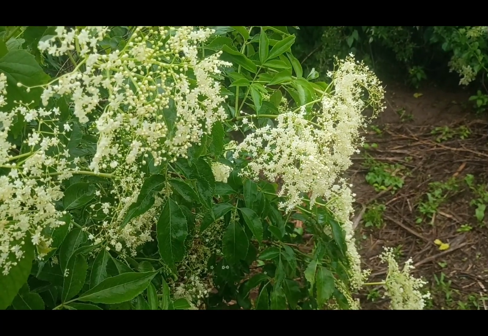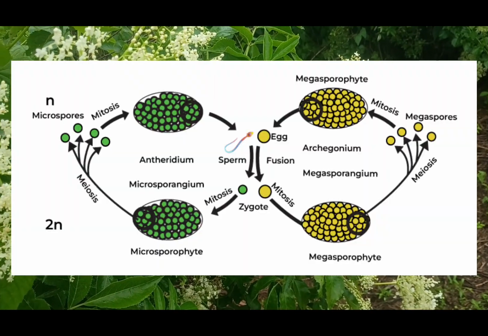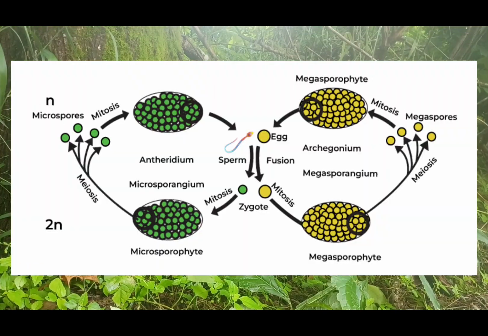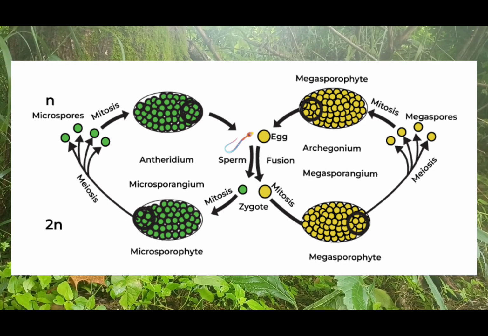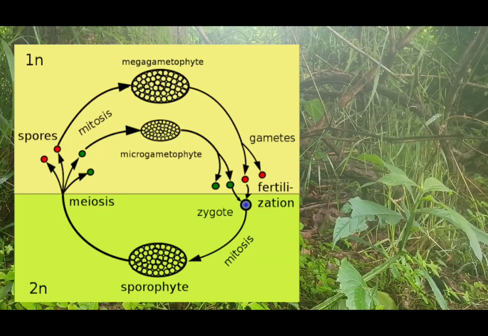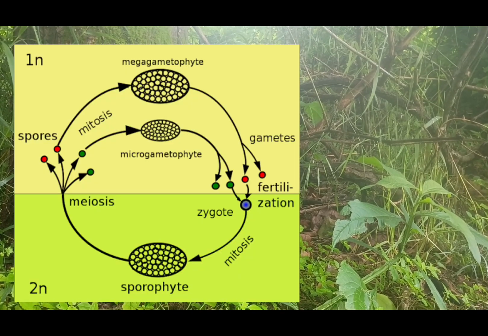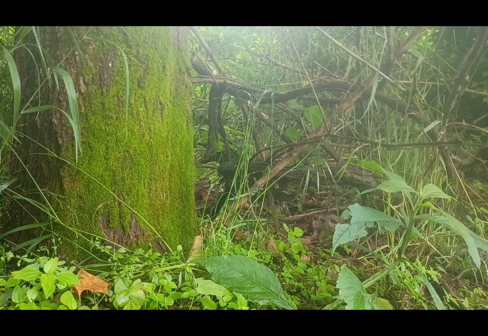Now, there's also another defining characteristic of plants, and that's the alternation of generations. Plants have a life cycle that alternates between diploid sporophytes, which produce spores, and haploid gametophytes, which produce gametes. And this involves both sexual reproduction via gametes and asexual reproduction via spores. This increases genetic diversity and adaptability.